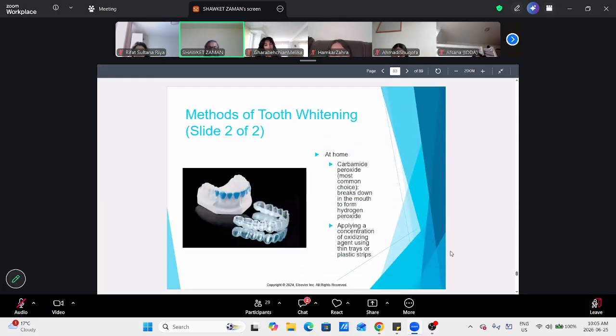As you can see here, these are the at-home processes. So we make a tray for the patients. That is called a custom tray. Custom tray means it fits only an individual patient. So we make a custom tray for the patient, and the patient will load the materials here and apply them onto the mouth. Mainly the oxidizing agents will change the color, because peroxide comes as H2O2, the hydrogen peroxide.